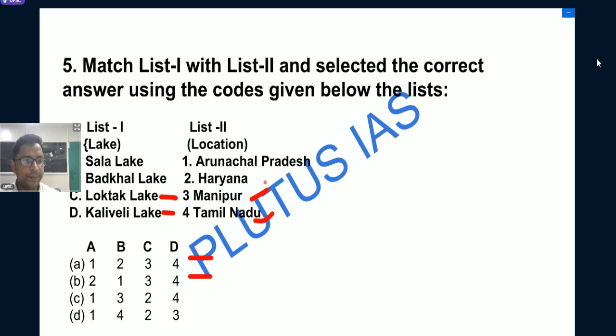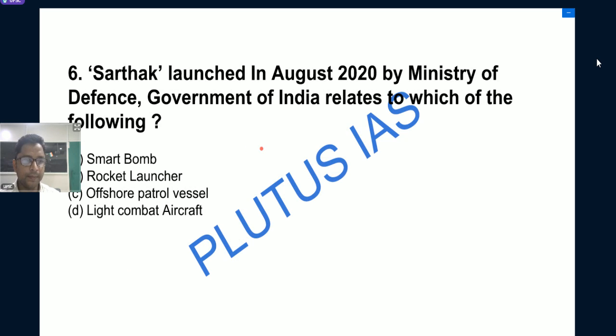So we have got 2 lakes. Now Sala Lake and Badkal Lake are also mentioned correctly. Badkal Lake is in Haryana, and it was in the news. There was a project to revive it, and in fact Kaliveli Lake was also in the news. There was a proposal for a bird sanctuary here. So the answer to this question would be A.